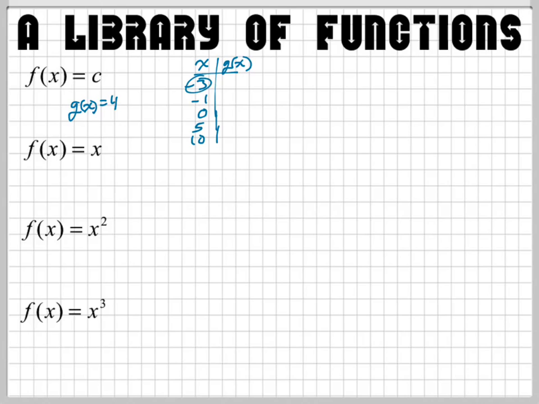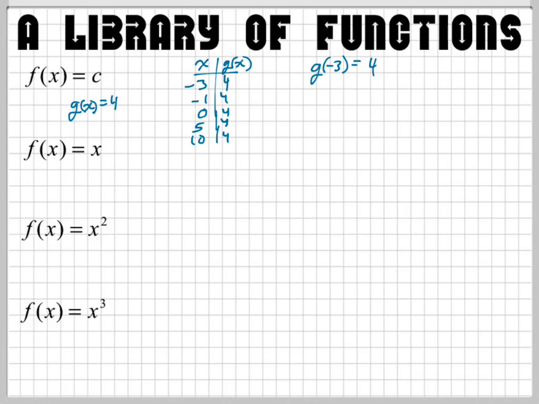If I plug in a negative 3, what do you get? So let's see. G of negative 3, and on the other side there's a 4. What do you get? Oh, 4. If I plug in negative 1, what do I get? Oh yeah, 4. If I plug in 0, what do I get? Oh, 4. Actually, you just keep getting 4s. Because there's no variable over here on the other side, so it's constant. It will always be 4.